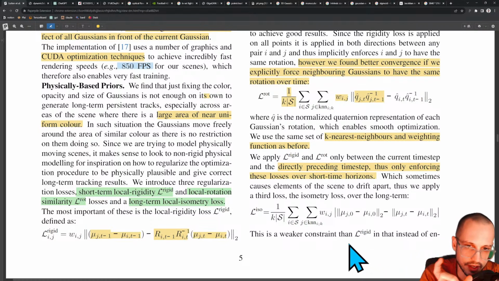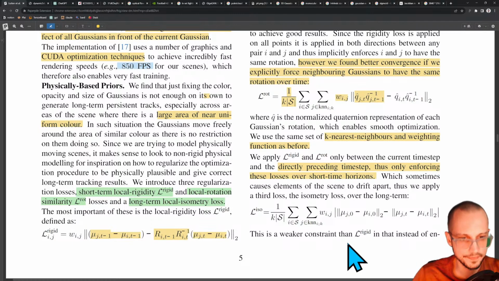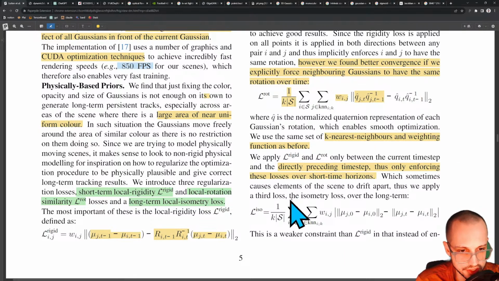So the optimization runs for subsequent frames, and then you run the optimization for one frame and then the frame 10 away from it, something like that, hierarchies of time, I think could be something that they would do here. Okay, sometimes elements of the scene drift apart, thus we apply a third loss, the isometry loss over long term. Actually, boom, why am I conjecturing about things when they're just doing it right here?